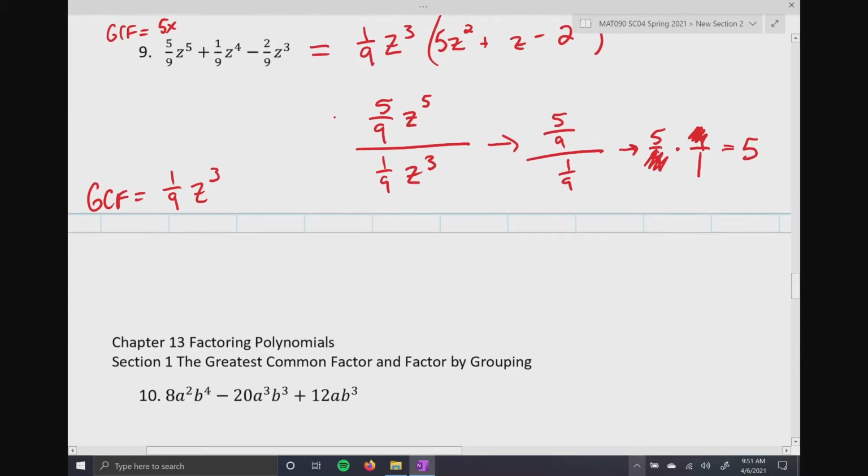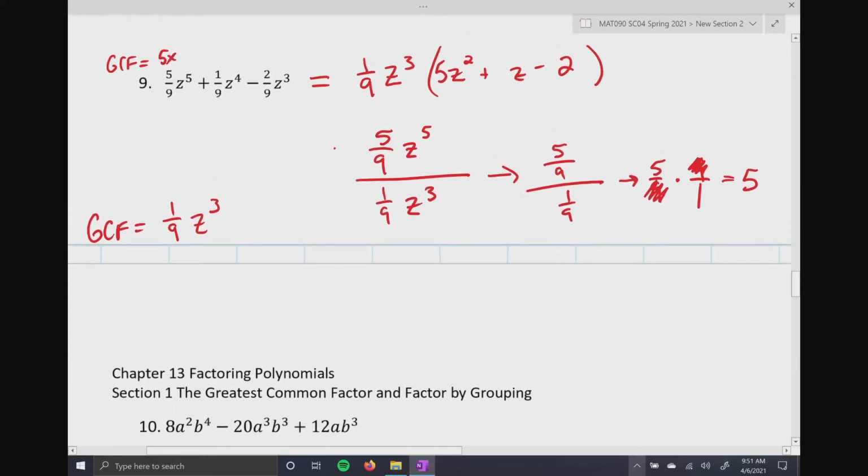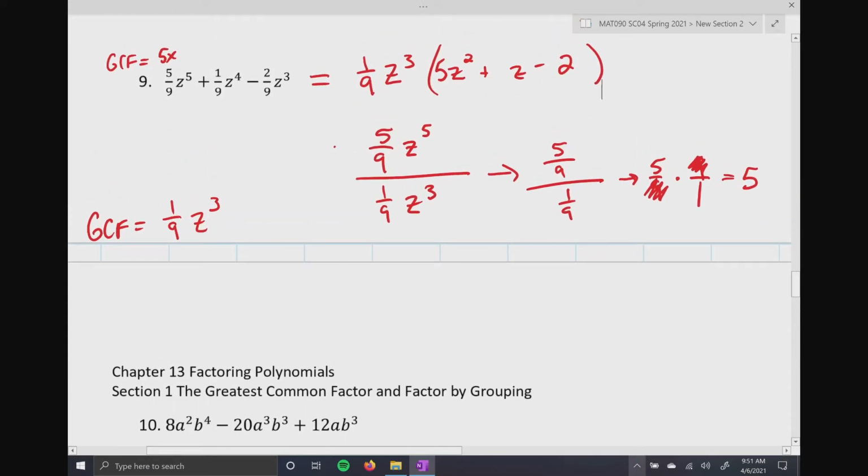Let me see. Here, you know what? I'm going to leave this up here for a second because I don't know. I think I'm moving fast. I really think I'm moving fast. Am I moving fast, Hannah?